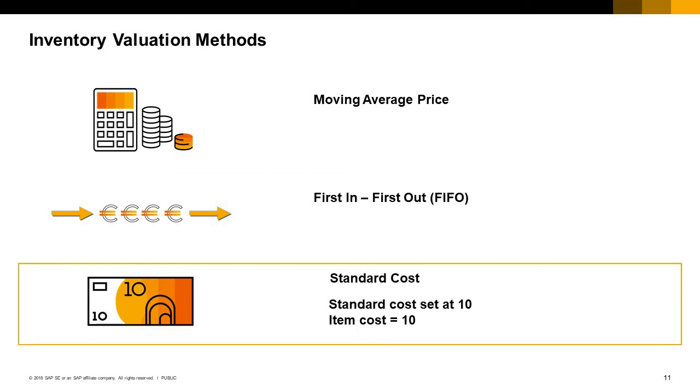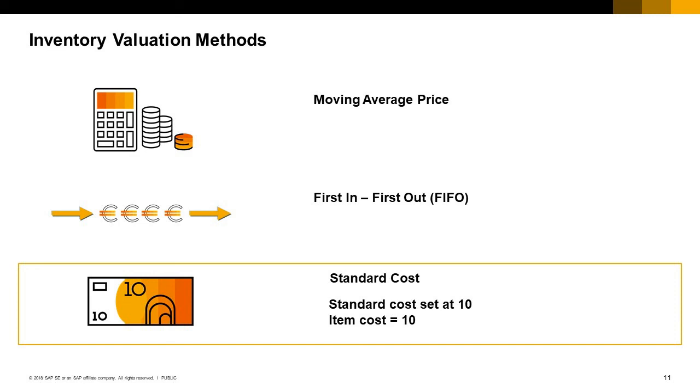When you select the standard cost option, you manually set a fixed inventory cost for the item. The system uses this fixed cost for all stock movements. This is a logical method to use for items which you produce in-house. Here is an example. You set the standard cost at 10. Therefore, when an item is received into stock it is valued at 10. When it is sold, the item cost remains 10.